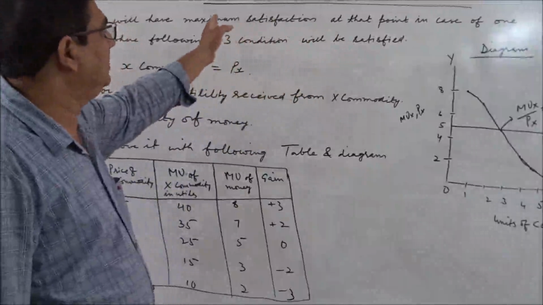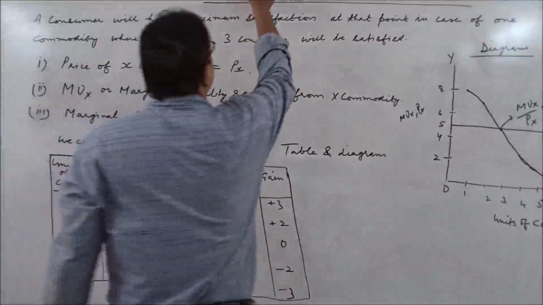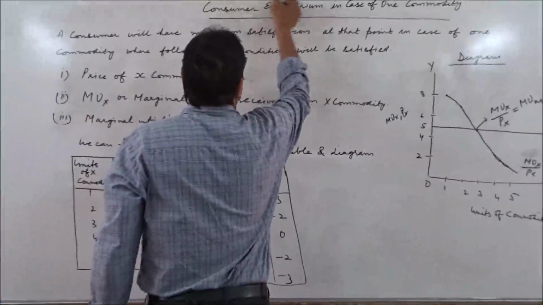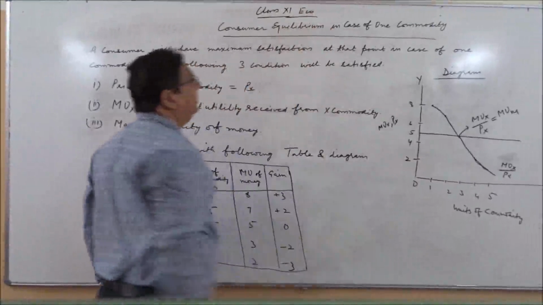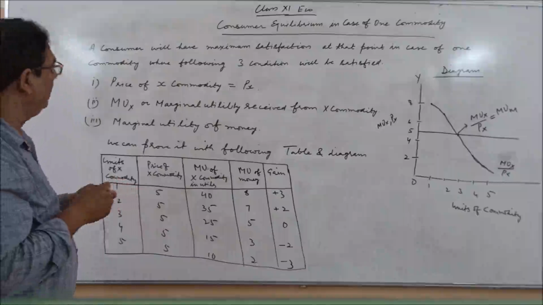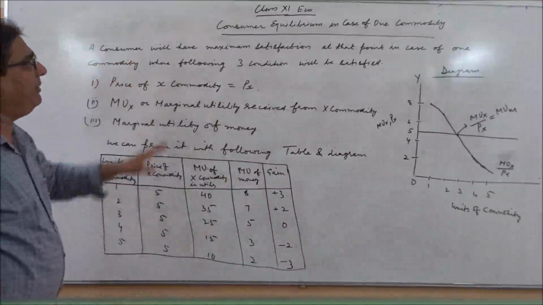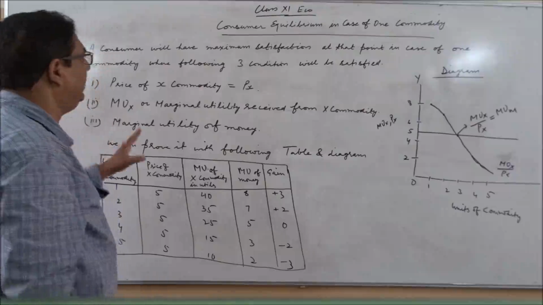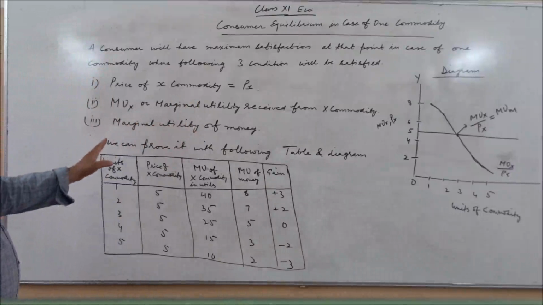Today I am going to discuss for class 11, my dear students, the topic consumer equilibrium. Consumer equilibrium in case of one commodity. A consumer will have maximum satisfaction at that point in case of one commodity where three conditions will be satisfied. What are those conditions?